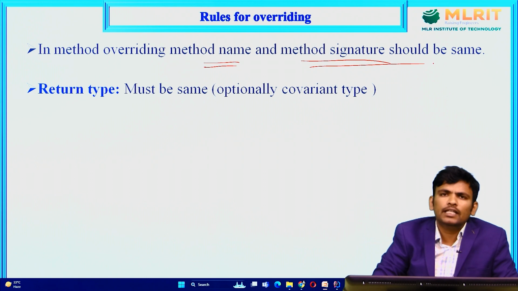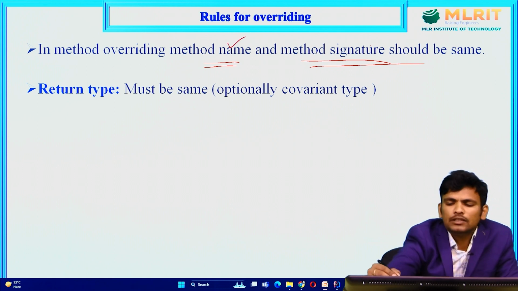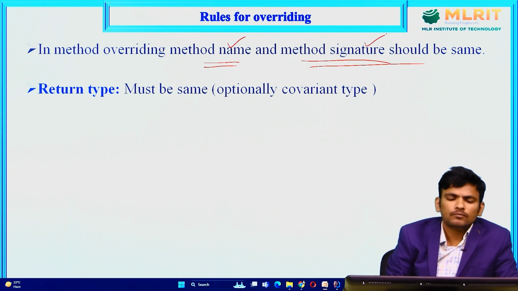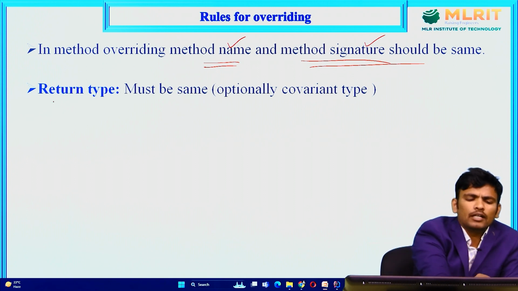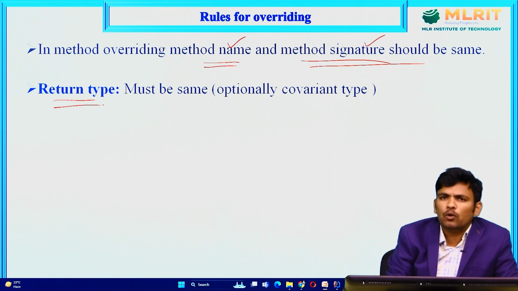And method signature means the number of arguments, the type of arguments and the order of arguments must be the same. If you are taking a different argument list, then it's not method overriding. So the rule is very clear: the method name and method signature must be the same. And coming to the return type, it must be the same, and sometimes it may be a covariant type.